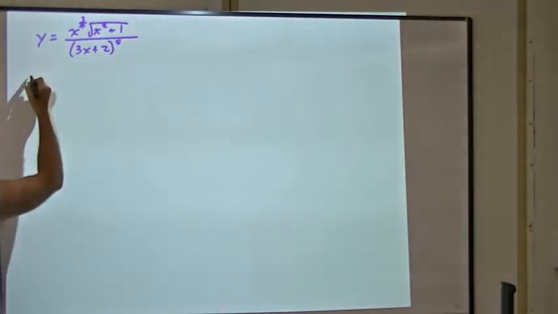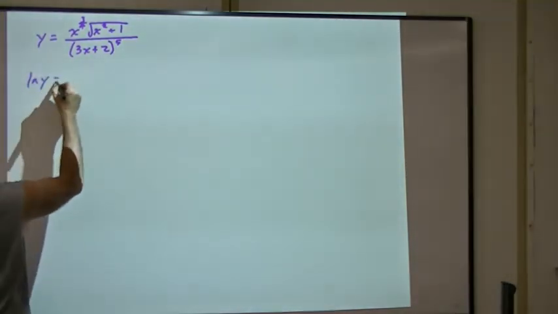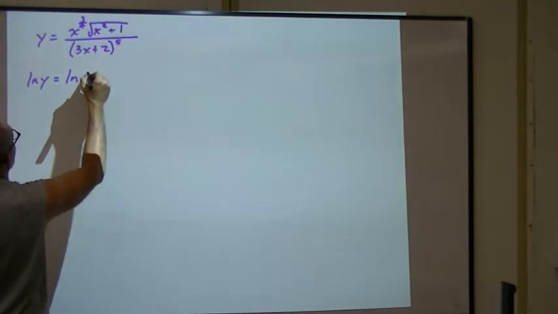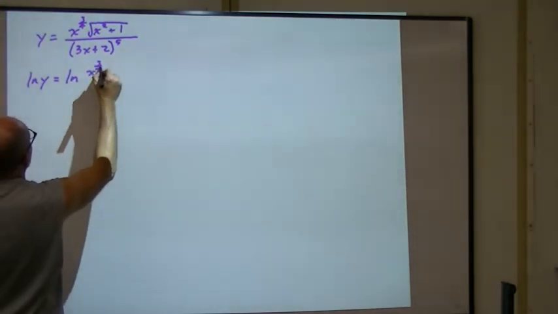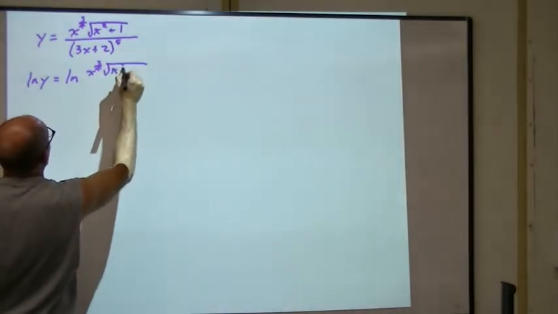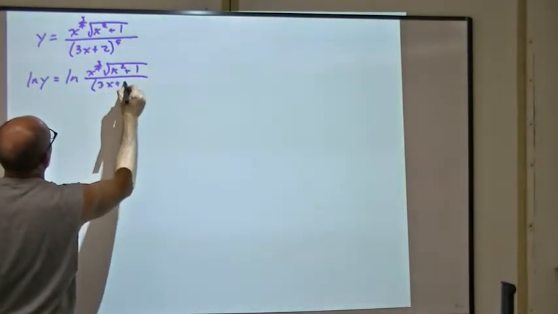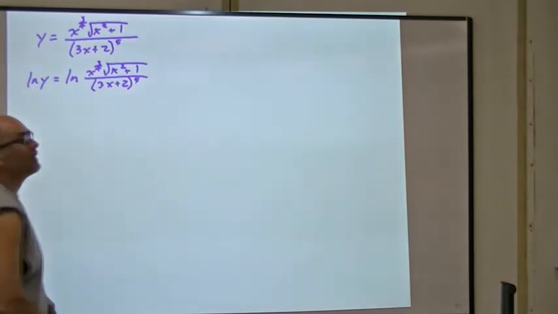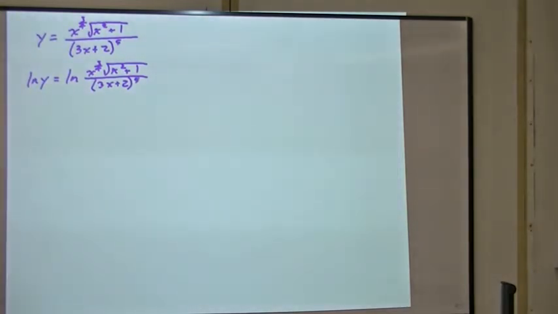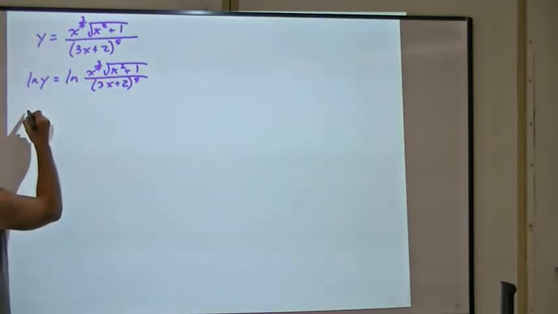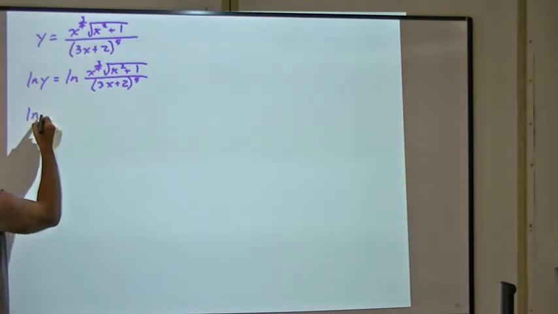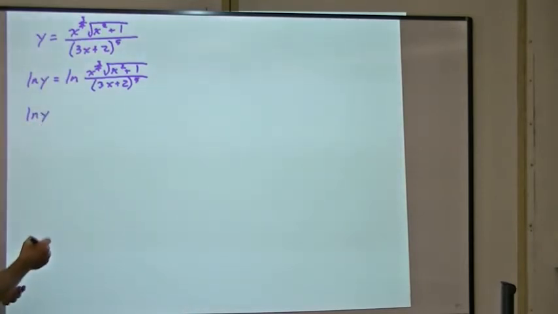I just go natural log y equals natural log of x to the 3/4 times square root of x squared plus 1 all over 3x plus 2 to the 5th. Always the first step in logarithmic differentiation. Just take the log of both sides. Now, I'm going to use my properties of logarithms. So good thing you guys had an excellent Algebra 2 teacher.